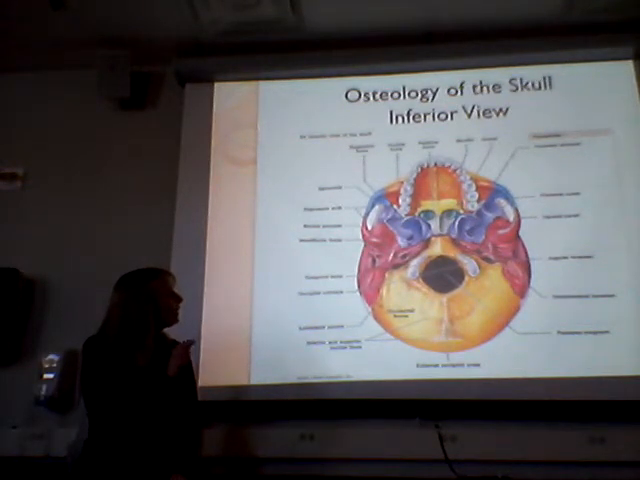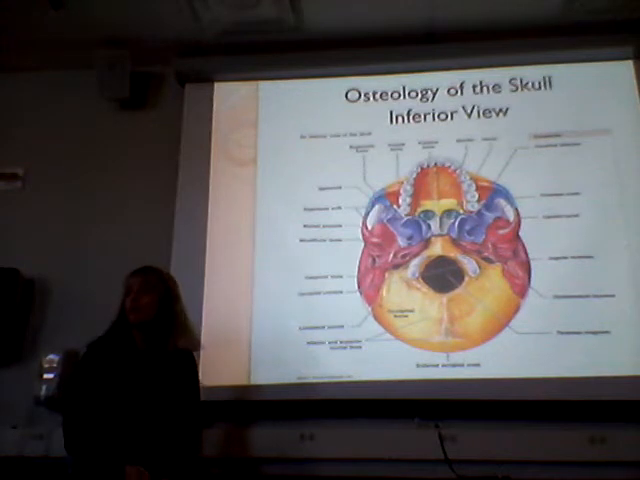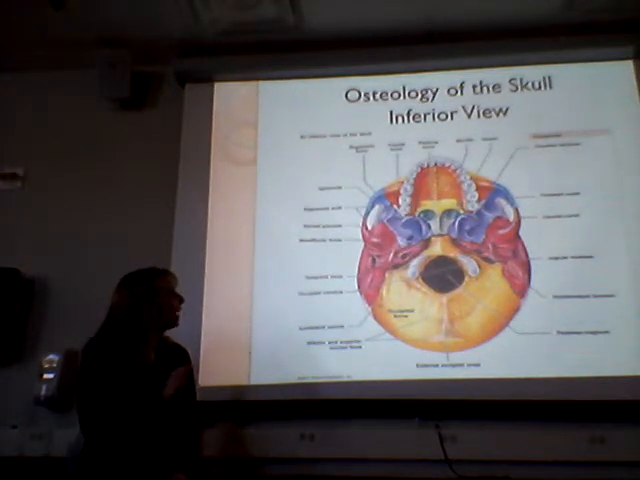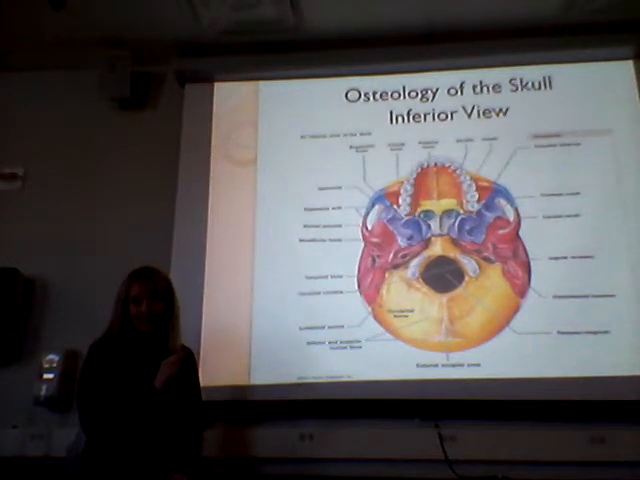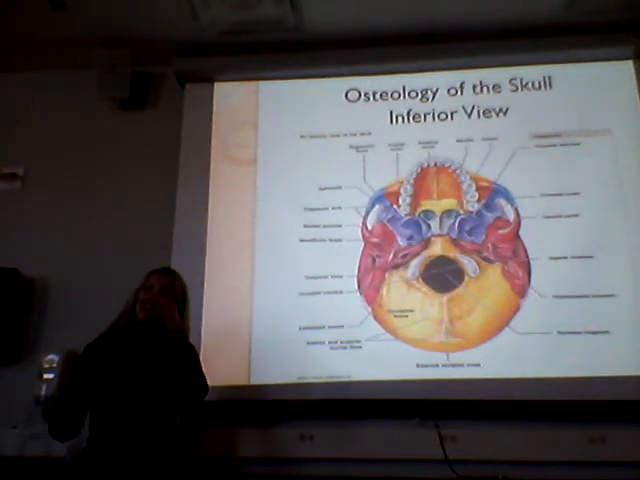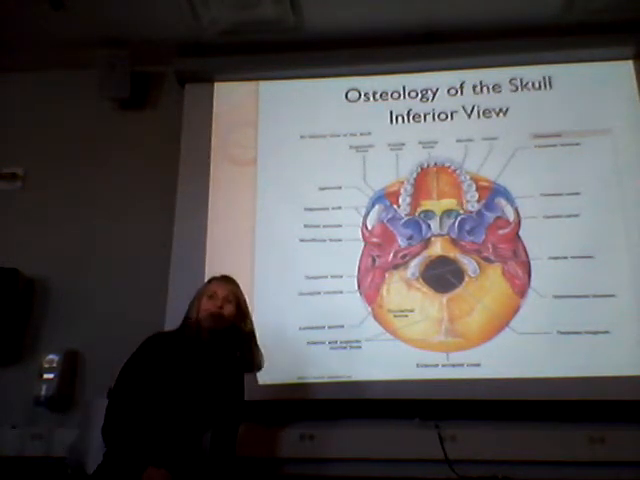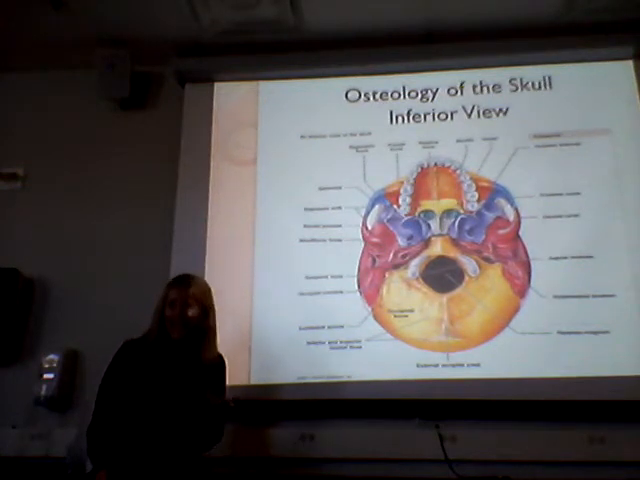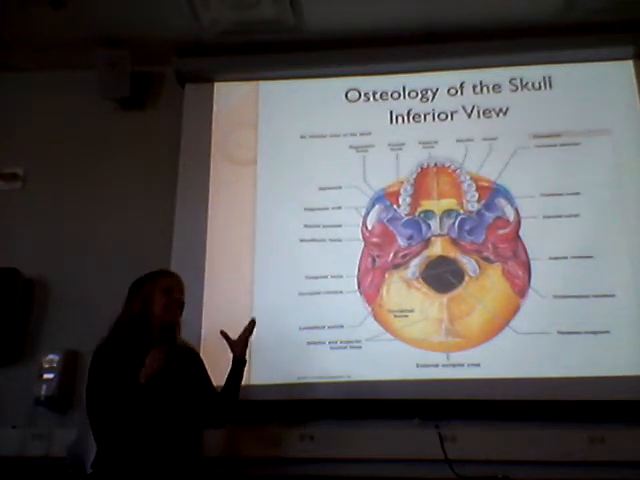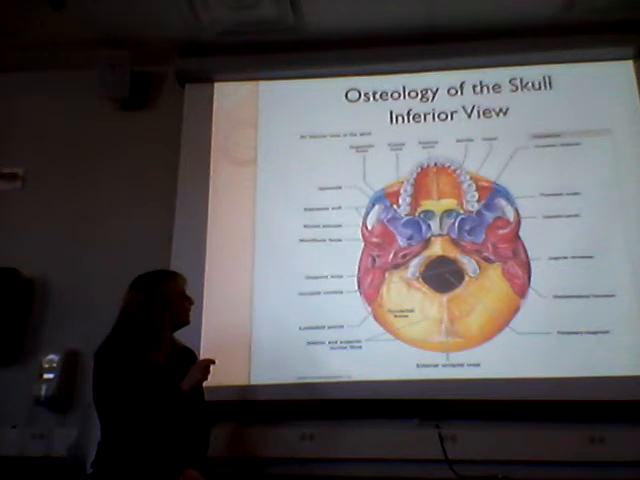Okay, zygomatic arch. Anyone know a layman's term for zygomatic arch? Cheekbone. And the zygomatic arch is made up actually of the zygomatic process of the temporal and the temporal process of the zygomatic. That was so confusing to me at first, but then I'm like, wait a minute, it makes sense. Because it's like different bone names on the other bone, it's hard.